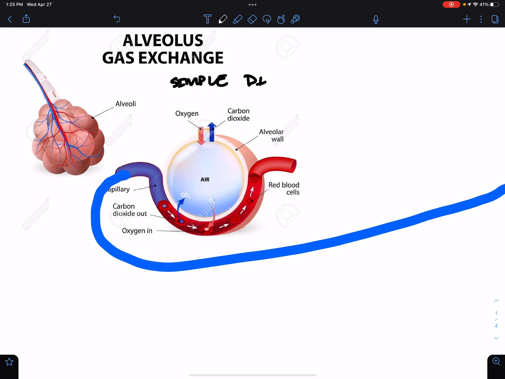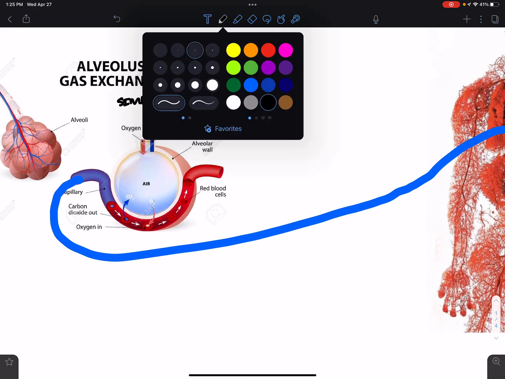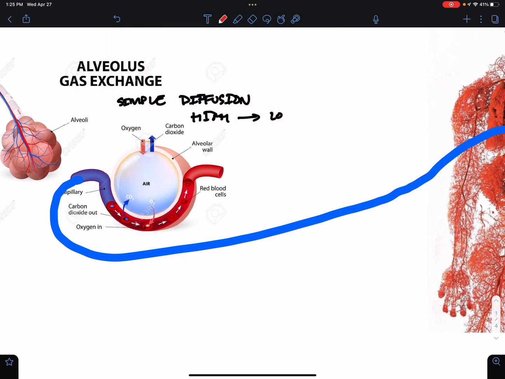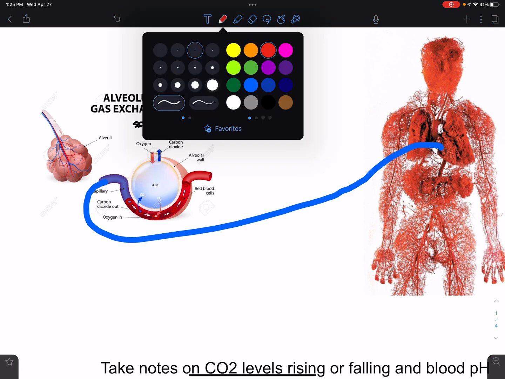Simple diffusion from an area of high concentration to low concentration. So the carbon dioxide levels in your blood are high, and the oxygen levels are low relative to the airspace. So oxygen diffuses down into the blood, and carbon dioxide diffuses out of the blood into the airspace of the lungs. And then now the blood has been oxygenated, and it travels back to the heart through the pulmonary vein.